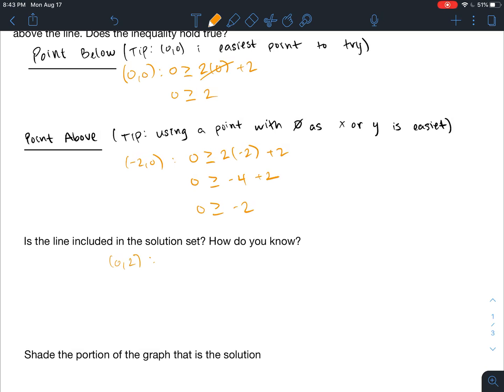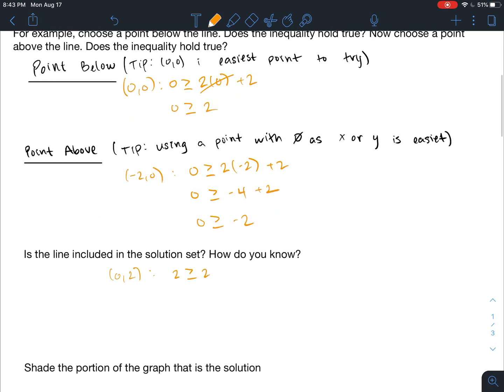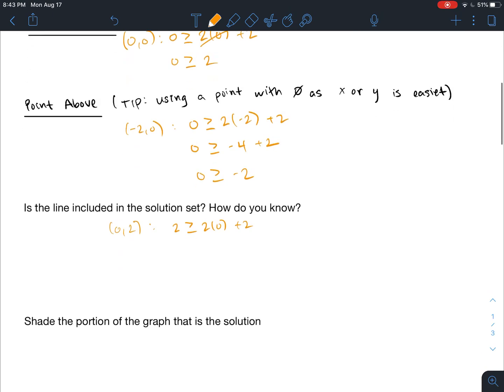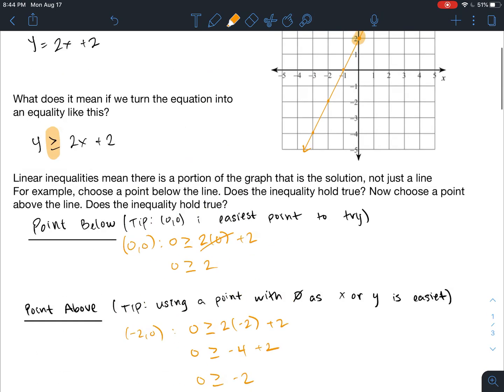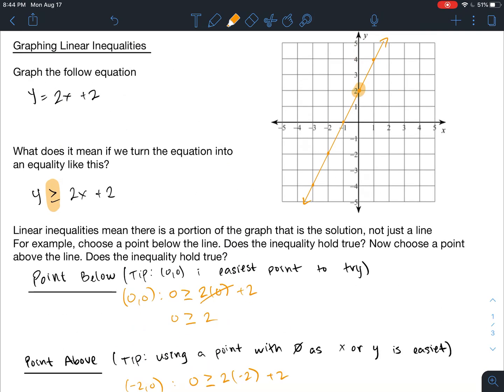So y is going to be 2, and we said greater than or equal to, and then 2 times x, which is 0, plus 2. Well, 2 is greater than or equal to, that's 0, so we're just left with 2. So is 2 greater than or equal to 2? Yes, because 2 is equal to 2. So in this case, yes, we would include the line in our solution set.